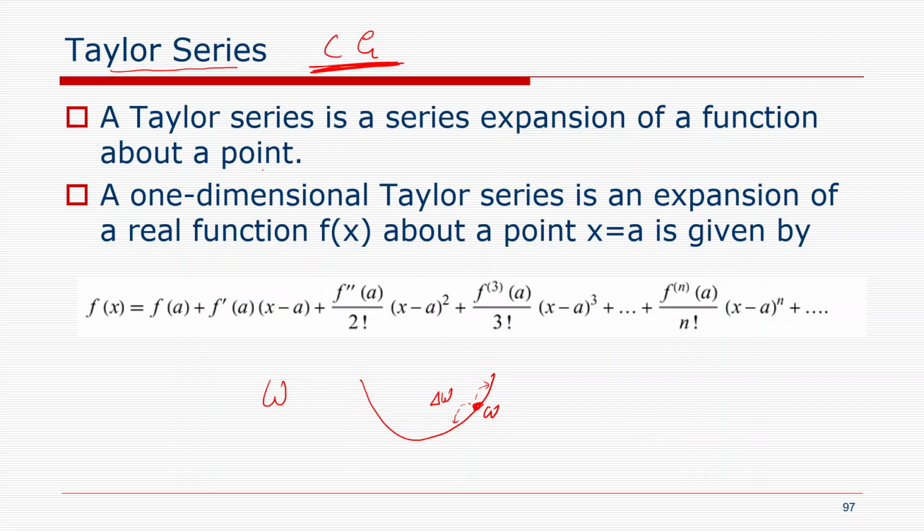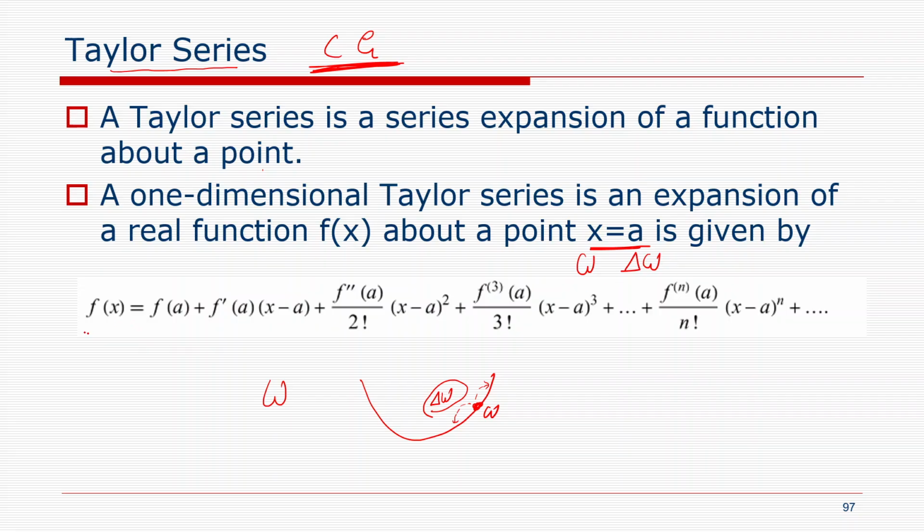Now, when I am at this particular point, I'm thinking what step I have to take, the delta of W, so that I'll get the minimum error. At that time, we should know, if I'm at this particular point, what I'm going to get if I take this step. That's why the Taylor series tells us that a one-dimensional Taylor series is an expansion of a real function about the point x equal to a. Here, this is my W and this is my delta W, what we are trying to do.